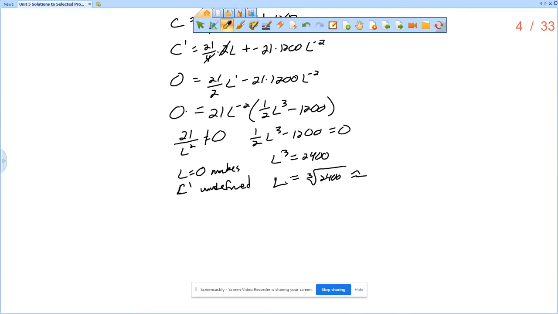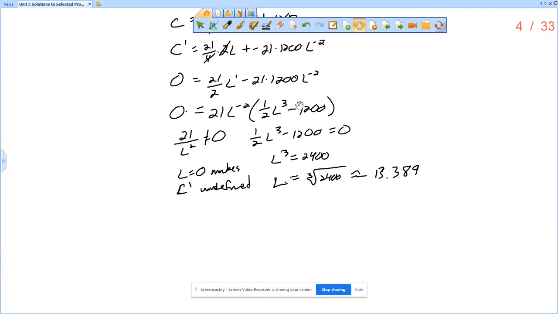Sorry about that. I'm just doing the calculation. Cube root of 2400. All right, so that gives us about 13.389. So that's 13.389. All right, and so that should be where our minimum occurs.